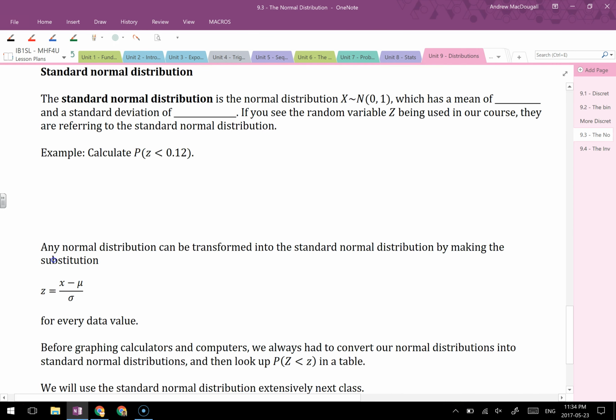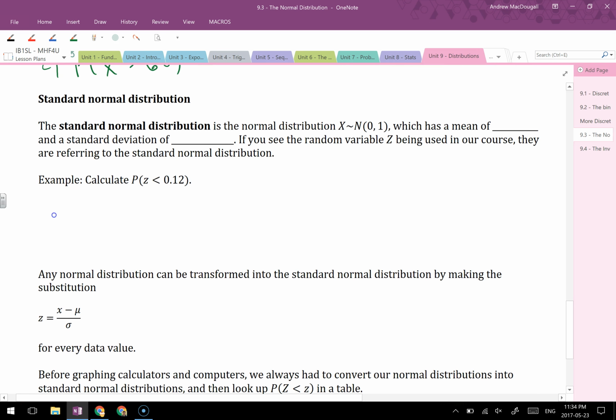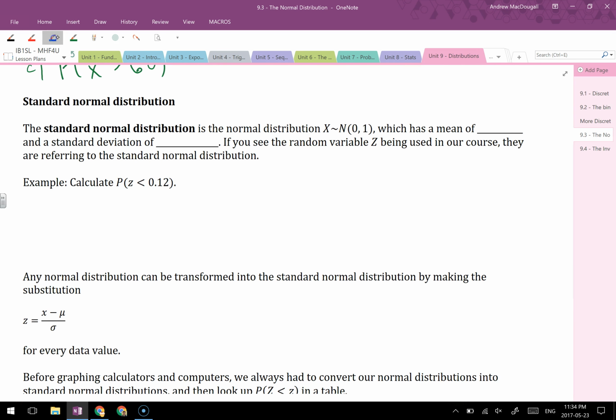Really quick, before we're done here, you will very commonly, especially in our final lesson next day, see this particular normal distribution mentioned. And that is a normal distribution which has a mean of 0 and a standard deviation of 1. That is called the standard normal distribution. And you'll actually notice your calculator defaults to mean 0, standard deviation 1 when you hit normal CDF. If you see the random variable z being used instead of x, they are referring to a standard normal distribution.